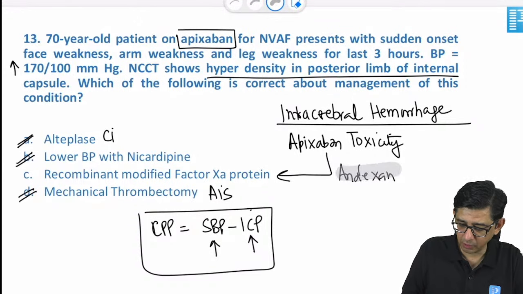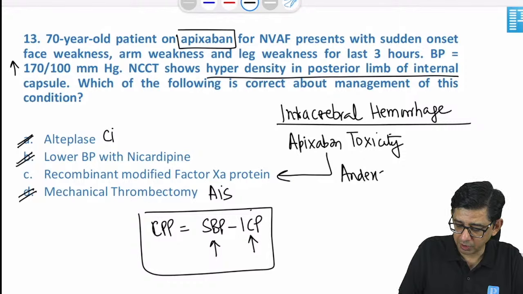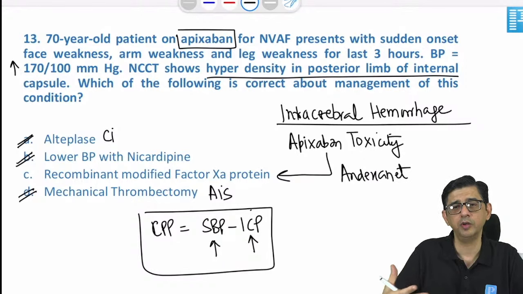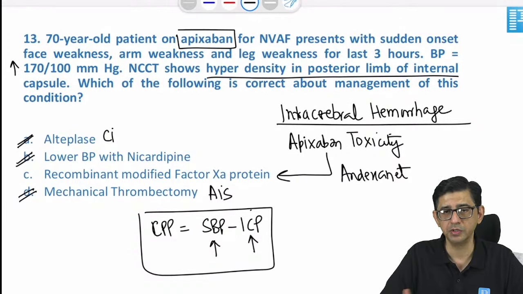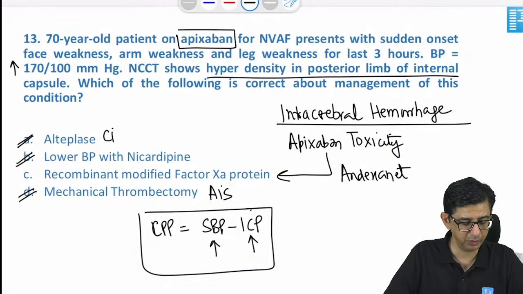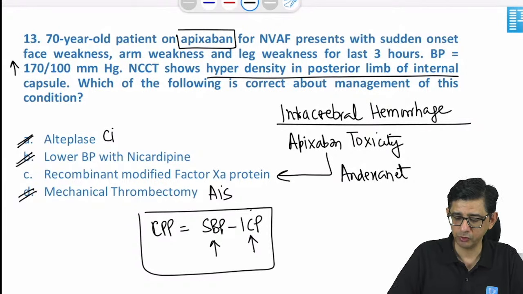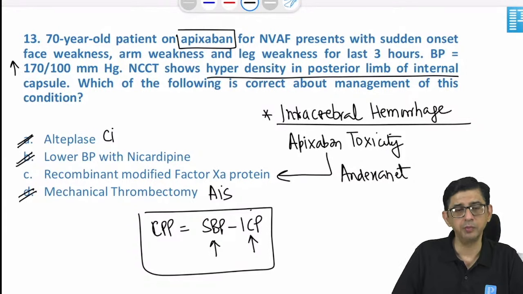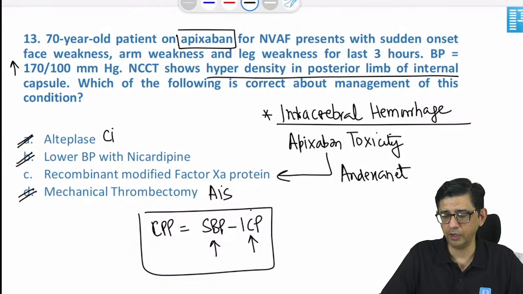As far as the cutoff for starting antihypertensive is concerned, for acute ischemic stroke it is going to be 185 by 110. In hemorrhagic stroke, we need to lower only if it is 220 by 130. We do not lower BP because of the impact of the formula that I have just explained. Yes, 185 by 110 is for AIS, and this case is not of AIS also. So that's another reason why I would not like to lower the BP in this particular case. The question is a simple one-liner: how do you handle apixaban toxicity? It is andexanet alpha for this patient.